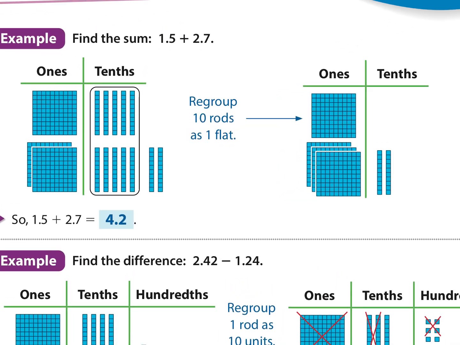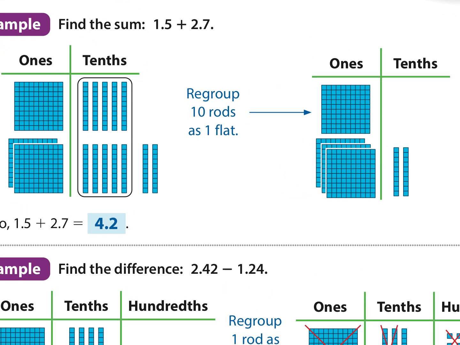So on this one, it's telling me that I want to regroup 10 rods as a flat. If I'm adding 1 and 5/10, that is represented by these right here. I have the 1 and the 5/10. And then down here I have 2 and 7/10. So it's telling me to regroup all 10 of these.